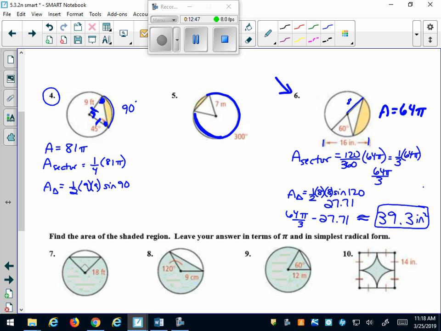which is 40.5. So this area of the segment is 81 pi over 4 minus 40.5, which is approximately 23.1 square feet.